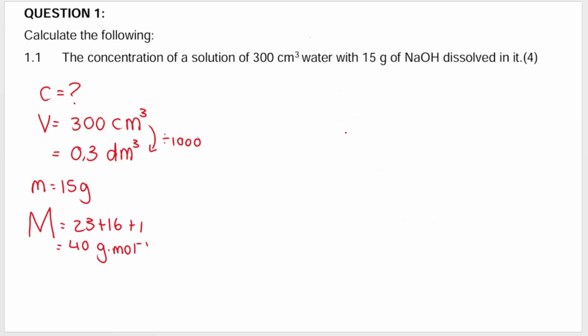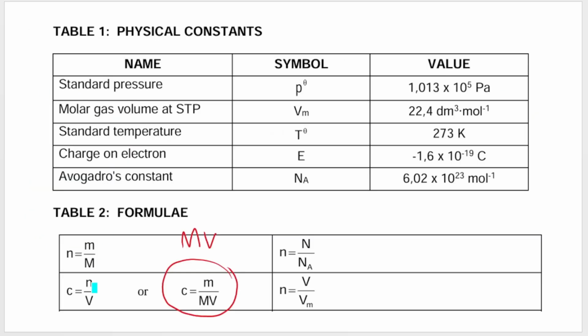Another way to do this question is to use the following formula. C is equal to n over V, number of moles per unit volume. But if you decide to use this method, you will notice that I'm looking for C. I have volume. I'm looking for C, but I don't know n. I don't know the number of moles. If that's the case and I want to use this formula, I need the number of moles first.